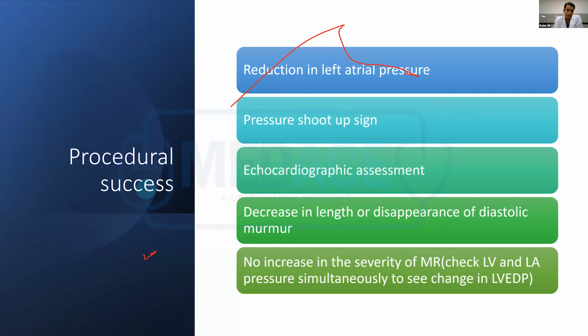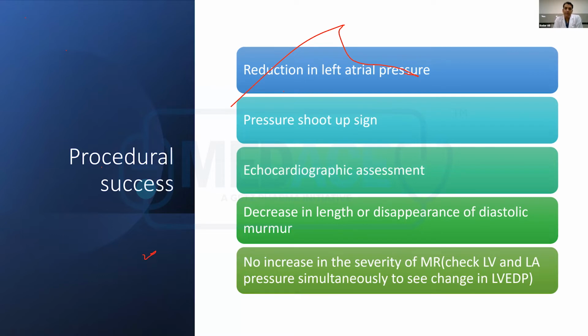The procedural success, I am very much hopeful that you all would be aware, depends on the reduction in left atrial pressure. A reduction of more than 2/3 of LA pressure is a good sign of successful PTMC. Some people do mention the pressure shoot-up sign, as our pigtail is in the aorta. If there is an increase in aortic systolic pressure, it is a good sign. Definitely the output is increased, so the aortic pressure is increased.